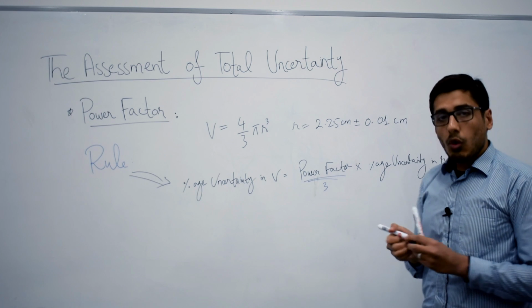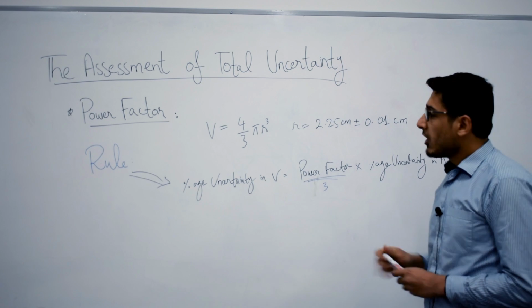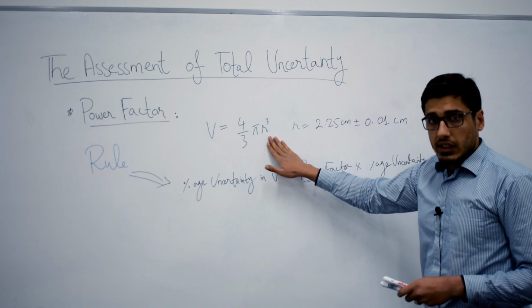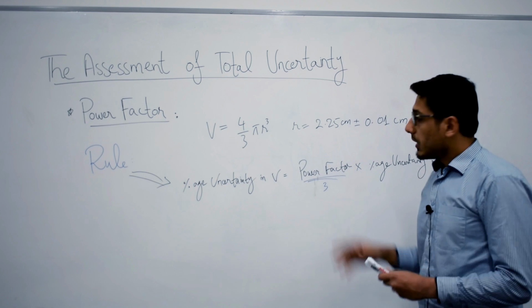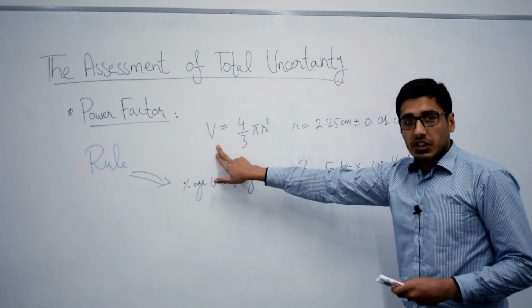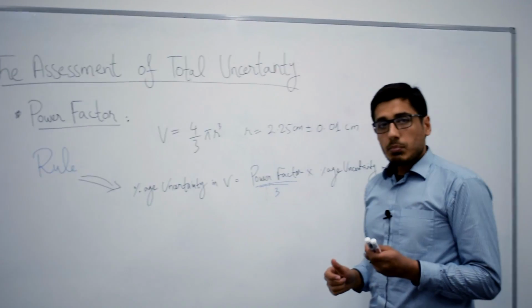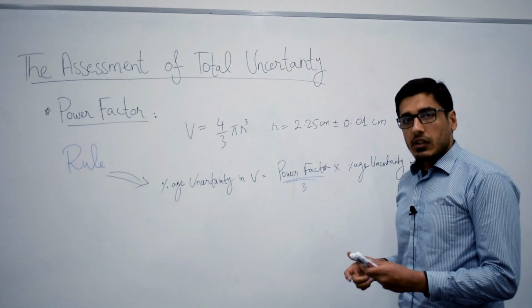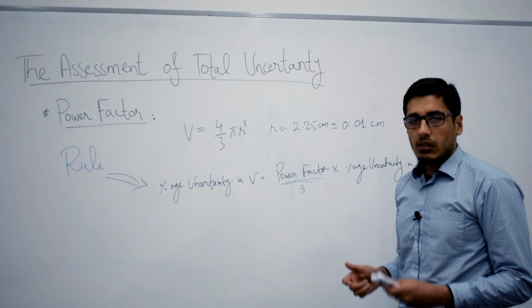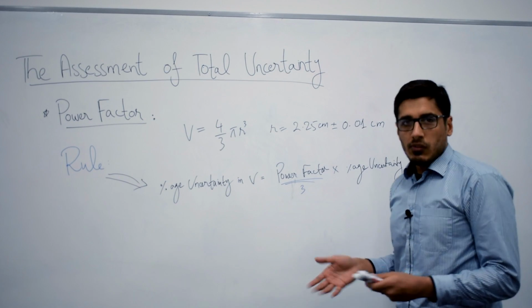So it means that the flow of our work will be like this. First I will calculate the percentage uncertainty in R, and then I will multiply it with 3 to get the percentage uncertainty in volume, and then I will switch back and convert the percentage uncertainty in volume to absolute uncertainty in the volume. So let's do this.